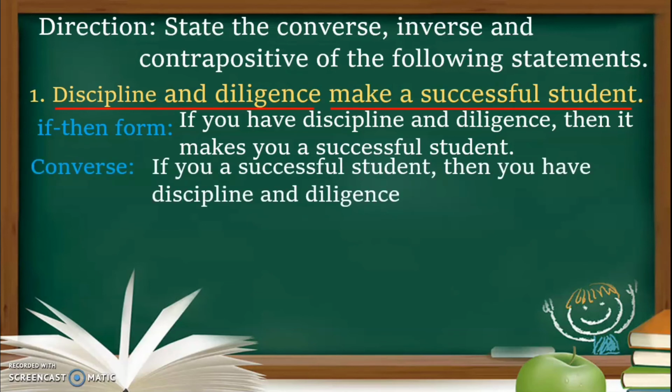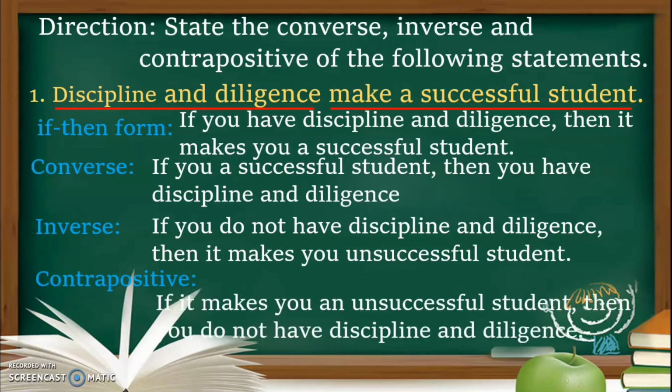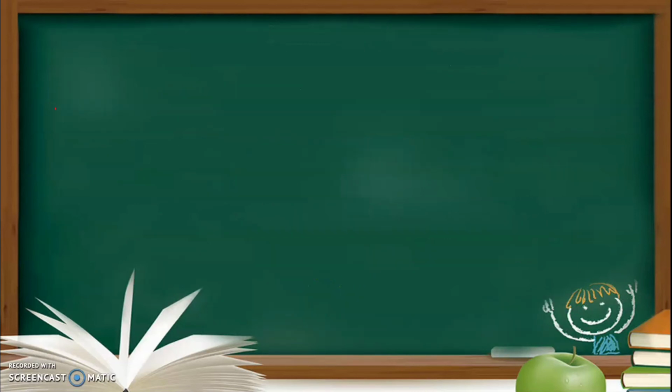Converse, if you are a successful student, then you have discipline and diligence. Inverse, if you do not have discipline and diligence, then it makes you unsuccessful. So negative of successful, unsuccessful student. Contrapositive, if it makes you an unsuccessful student, then you do not have discipline and diligence.